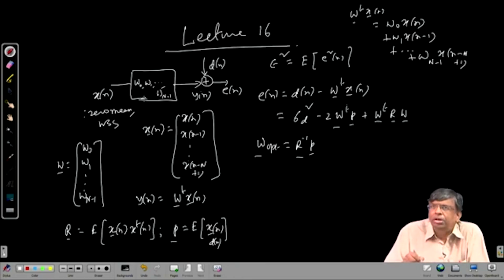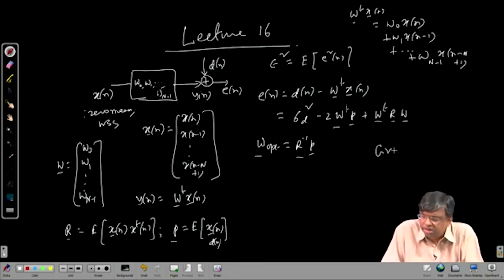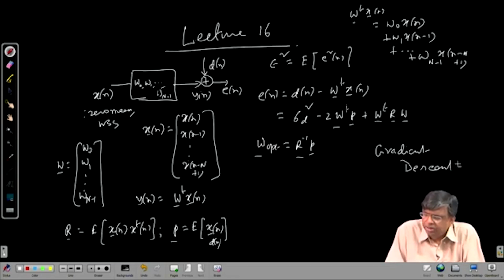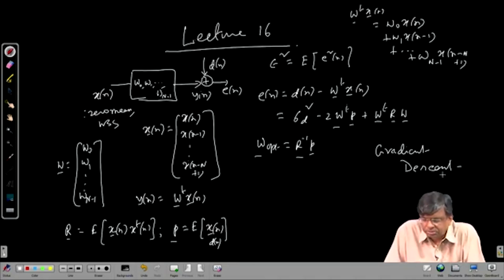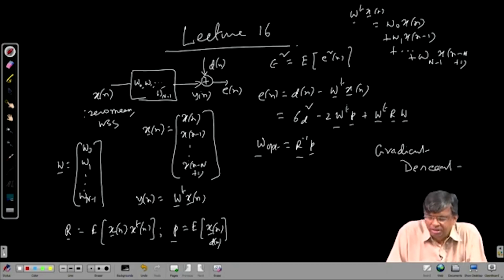But there is an intermediate step called gradient descent. From here we have to go to the gradient descent approach, and from there I will be able to arrive at the adaptive filter. And again I have taken all real case here.